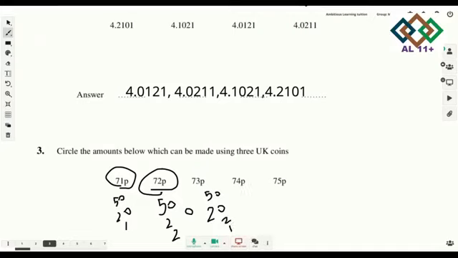74, I would be making from 50p, 20p, that's 70, plus 20, 72 and 74. And the last one is 75. That would be 50, 20 and 5. So which one you think is made from 3? I think it's 71.